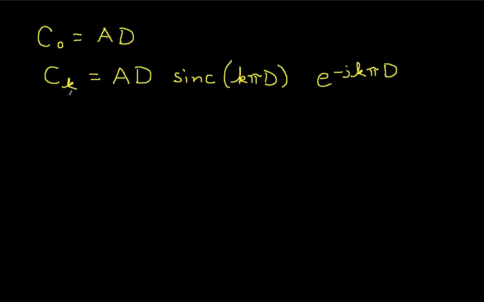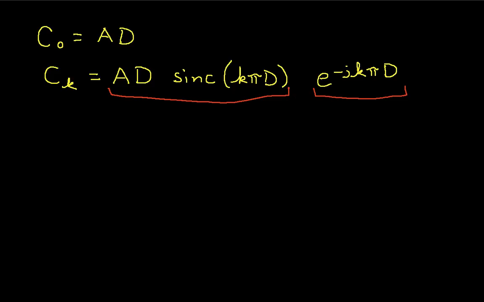Basically, what we'll do in this video is show plots of these C sub k's and show how this part here determines the magnitude and the complex exponential determines the phase. We'll show that, and then we'll finish with a discussion of why we have a non-zero phase here. It turns out that there's a useful interpretation there.